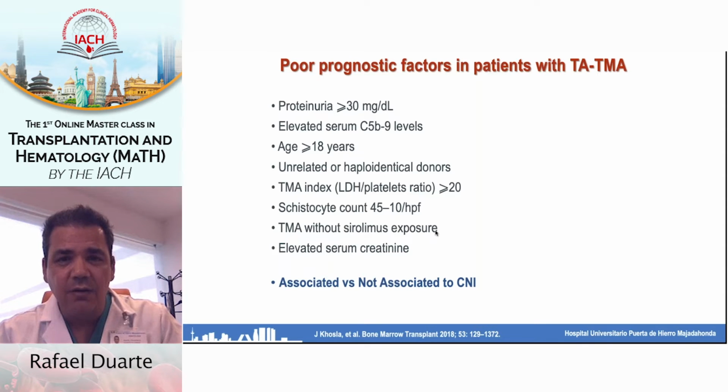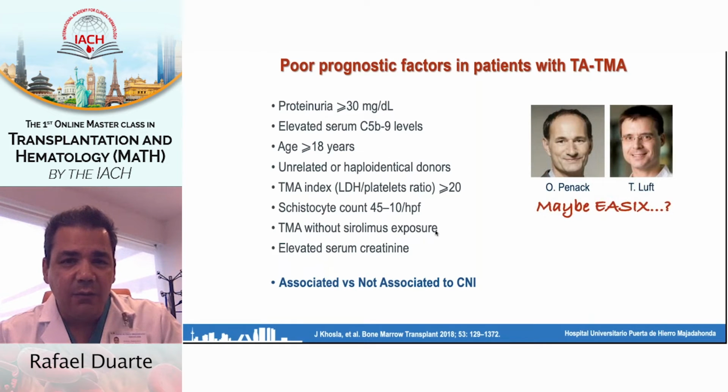The former normally respond well, and respond better, to the discontinuation of the calcineurin inhibitor and replacement with other immunosuppressive drugs. However, those that are not associated with calcineurin inhibitors normally are associated with other complications, acute GVHD, severe infections, and those are in general higher risk forms of TA-TMA and have a poorer outcome. I think that we have to get to the point where we are able to predict this in a more efficient way.